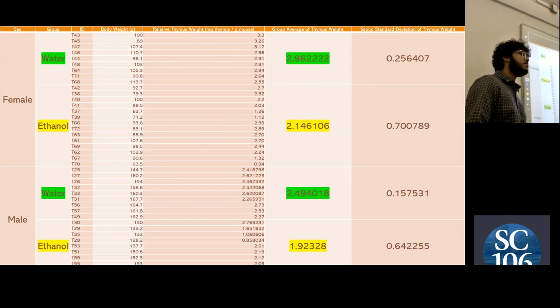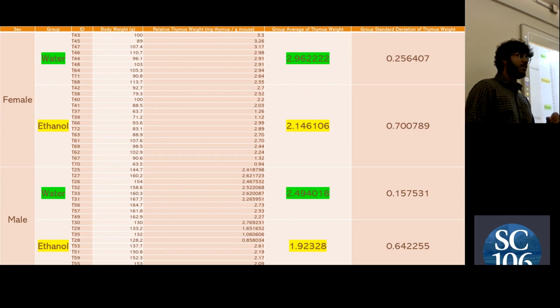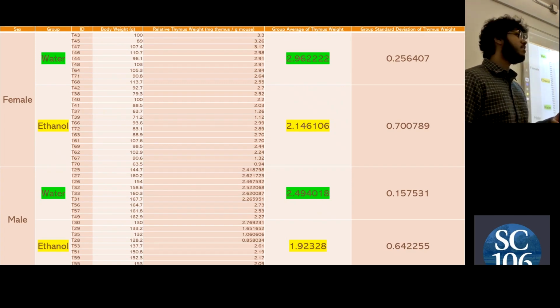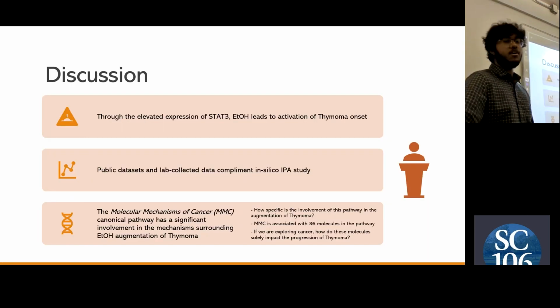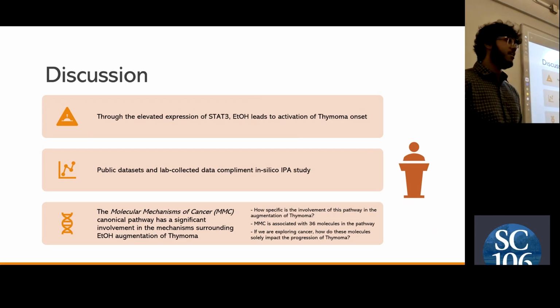This is the data from that study, and as you can see, for female rats treated with ethanol, there is a 28% decrease in average size of the thymus, with a 22% decrease in male ethanol rats. So to recap, through the elevated expression of STAT3, ethanol leads to activation of thymoma. Public data sets and lab collected data complement this in silico IPA study.